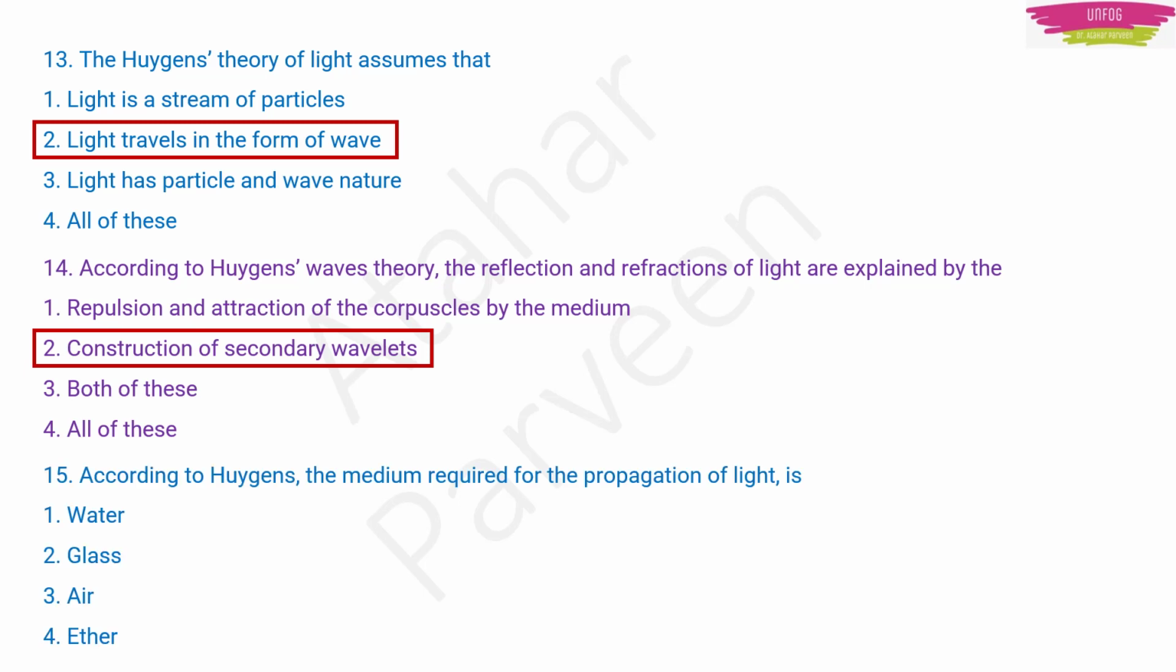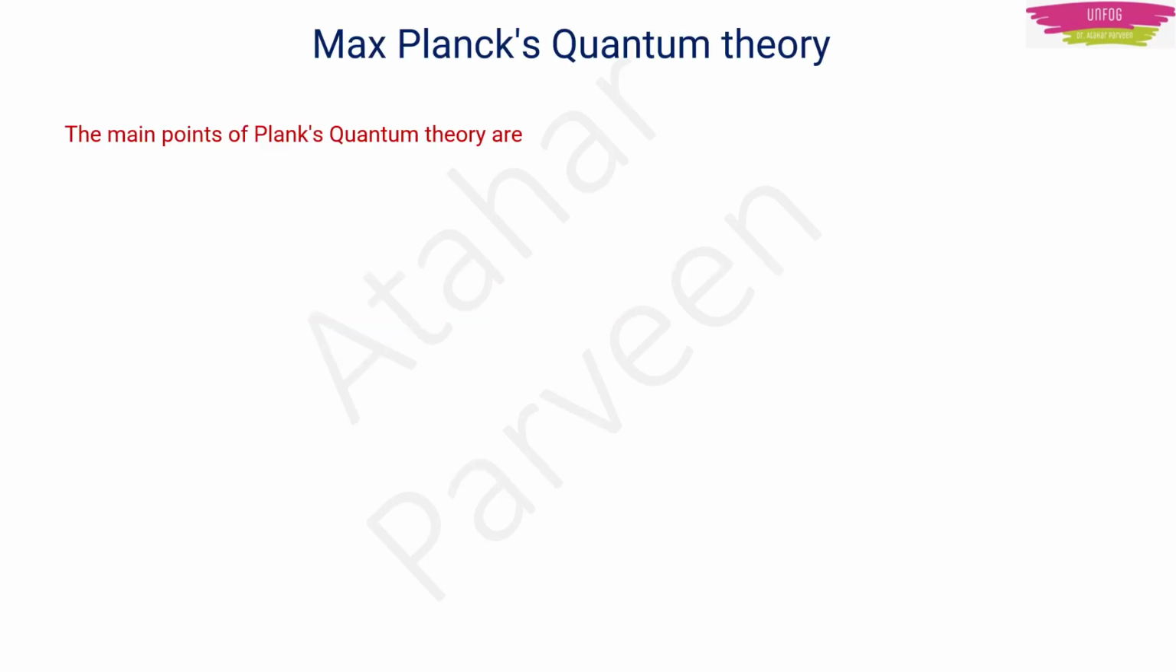Next question is, according to Huygens, the medium required for the propagation of light is, he told it is ether, right? But that is just one assumption. That's not true. Now Max Planck came into the picture. He is the real hero, I feel, because the things he told no one can imagine. Max Planck. It is told as quantum theory also because it was a modern theory.